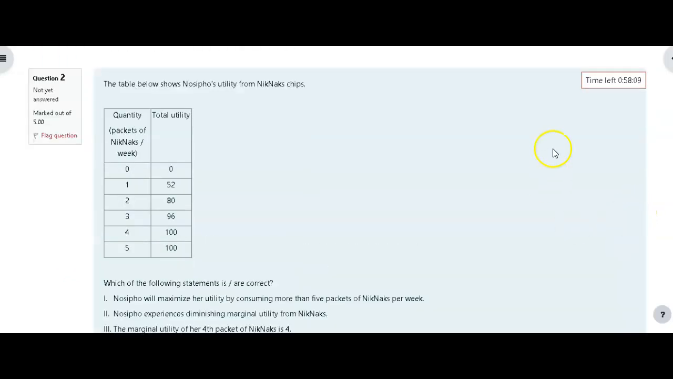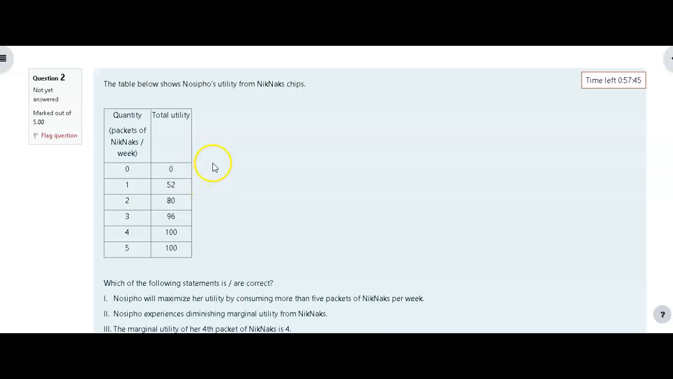So the second question, they give the quantity of chips and they give the total utility it gives you. Now, as soon as I see this, it must come to my head that the marginal utility column is missing. So I may need to draw it. Now in the exam, my suggestion is to draw it. To draw the marginal utility column, it's easy. It's similar to how I did the first question.